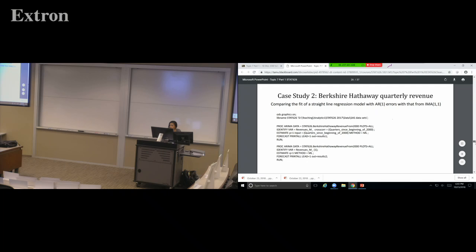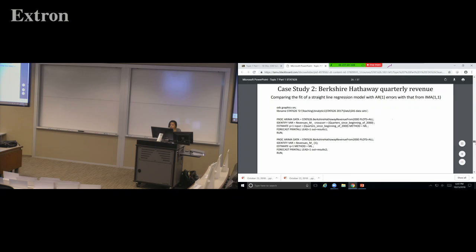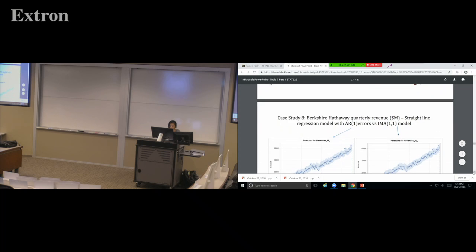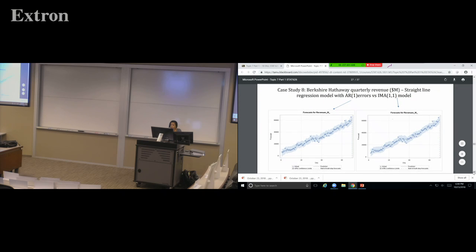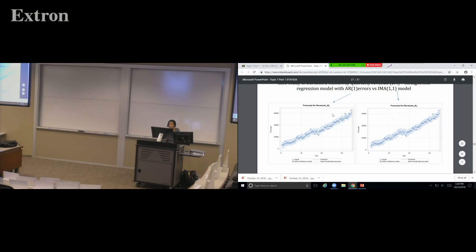Just because there's a bigger standard error doesn't mean the model is worse, so let's take a look. We want to see the forecasting. The first part of this is our regression with AR1 errors. The second is our integrated moving average 1,1. If you visually look at the forecasts for the two models, the regression model with AR1 errors and the integrated moving average 1,1, they look fairly similar to the naked eye. They look very, very similar.